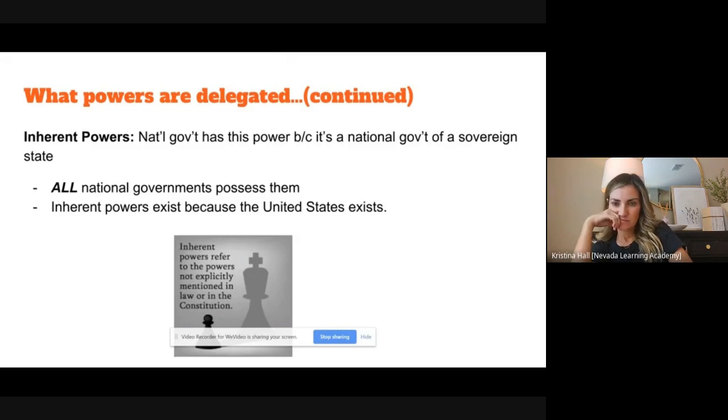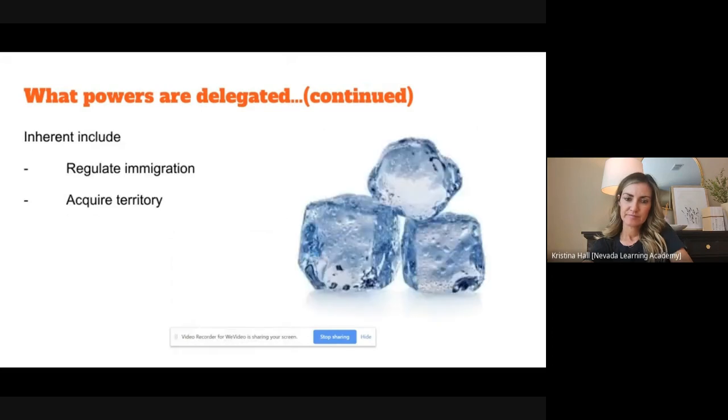Examples of inherent powers, powers that all governments have, might be regulating immigration or acquiring territory. Now, you might be able to read parts of the Constitution in ways that imply that the government can regulate immigration or acquire territory, but regardless, our government inherently has those powers because all governments have those powers. So now that you've seen this video, you should be able to define and give some examples of the express, implied, and inherent powers of our government. So thanks for watching.